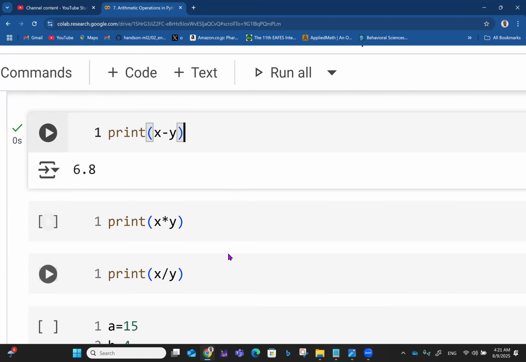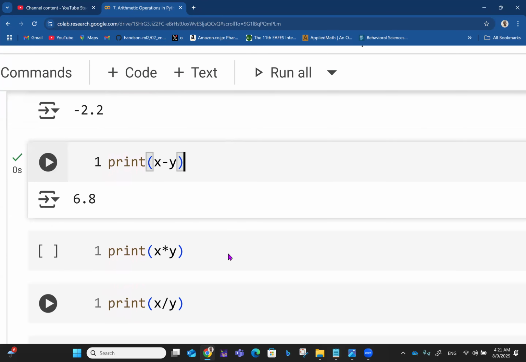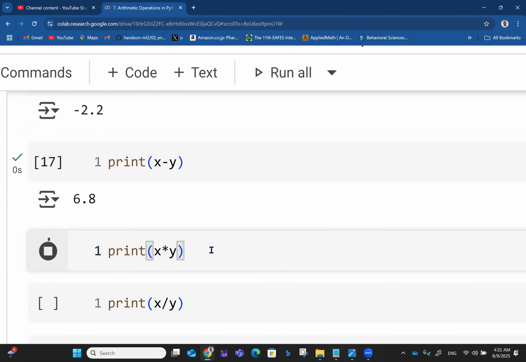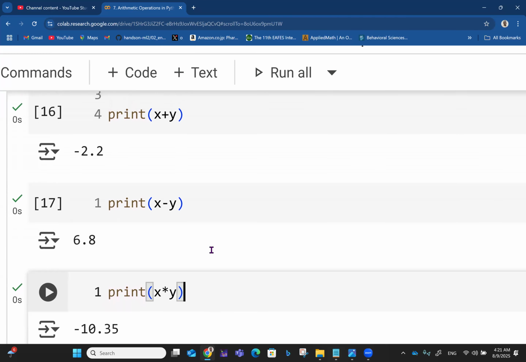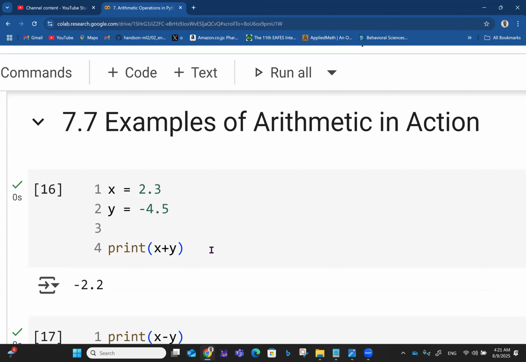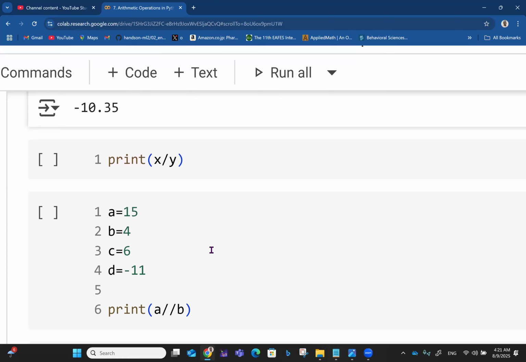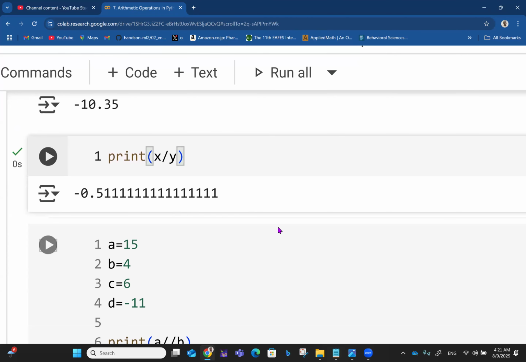Then x multiplied by y, that's 2.3 times minus 4.5. That will give us a negative value because we're multiplying. That's minus 10.35. What about x divided by y? The magnitude of x is smaller than y, and we have a negative value, so we're going to have minus some decimal stuff. So minus 0.5111 like that.